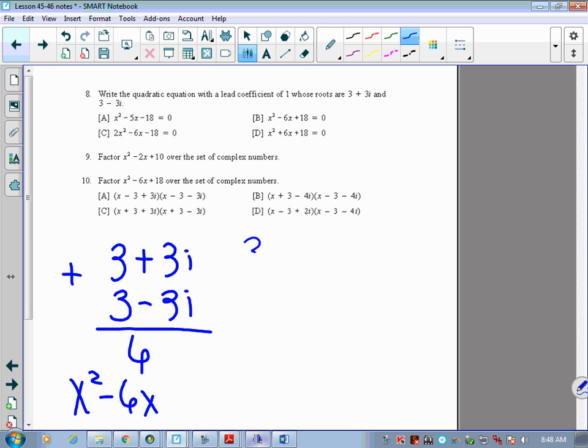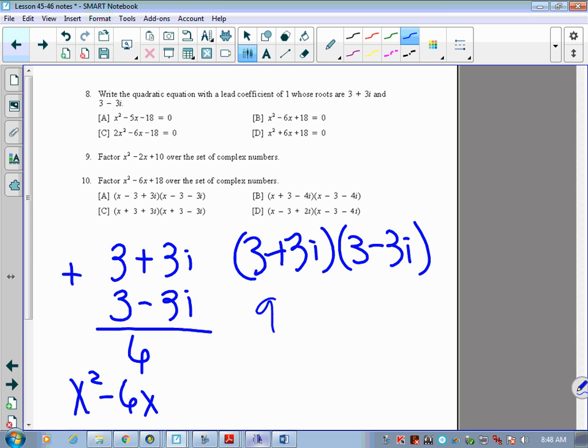Okay? 3 plus 3i times 3 minus 3i. Product. 3 times 3 is 9, which is positive 9, and 3i times negative 3i gives positive 9. 9 plus 9 is 18. So I wind up with x squared minus 6x plus 18 equals 0.